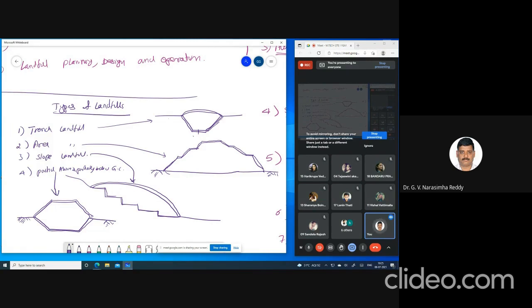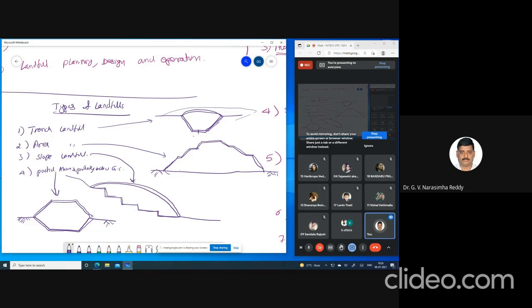Now, if you go to the area landfill, whatever the disadvantages here will become advantages, and the advantages will become disadvantages. So these two are completely reversed. Right now, the major advantage of trench landfill is that you are trying to bury the waste, and it looks more or less like natural ground. Whereas here, you are dumping, so it will be like a huge hill, right? So it looks odd. There will be some aesthetic disturbance.